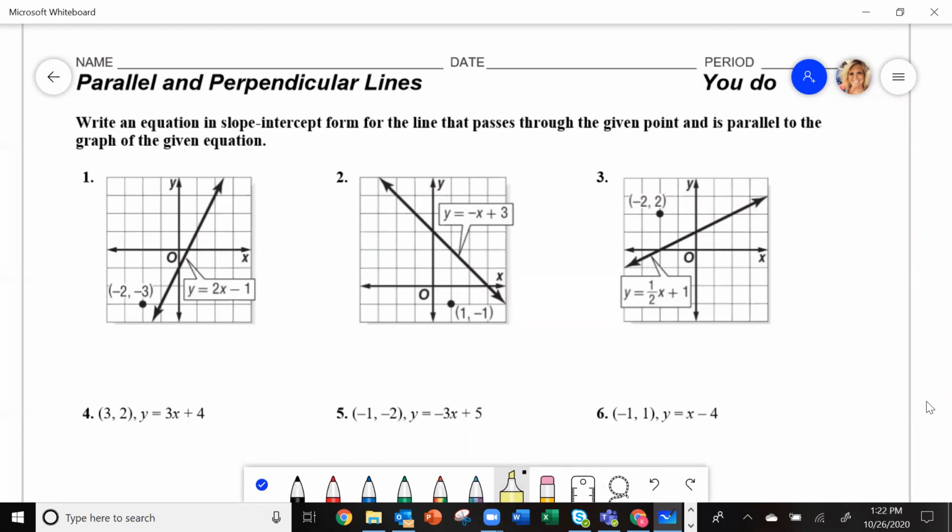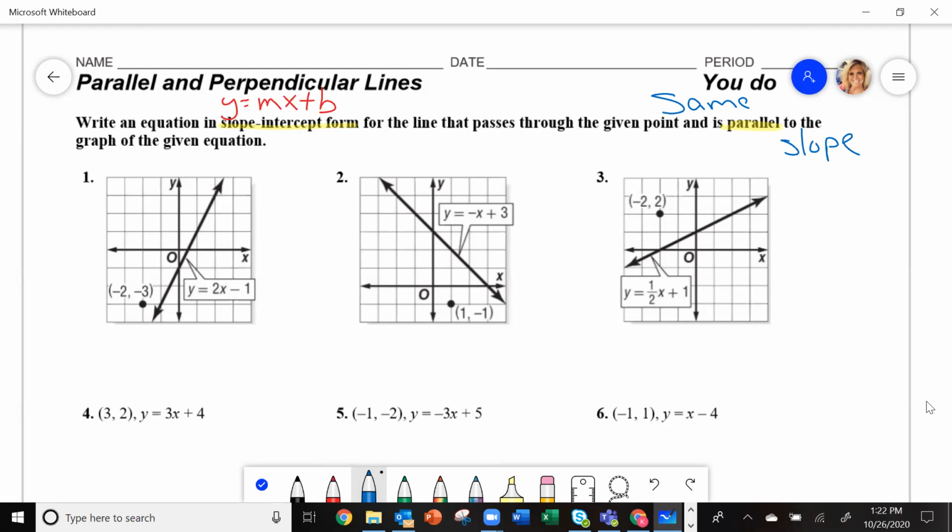One of the things we need to remember is, what is slope-intercept form? Slope-intercept form is y equals mx plus b. And when two lines are parallel, what does that mean? Remember, it means they have the same slope. The same slope.